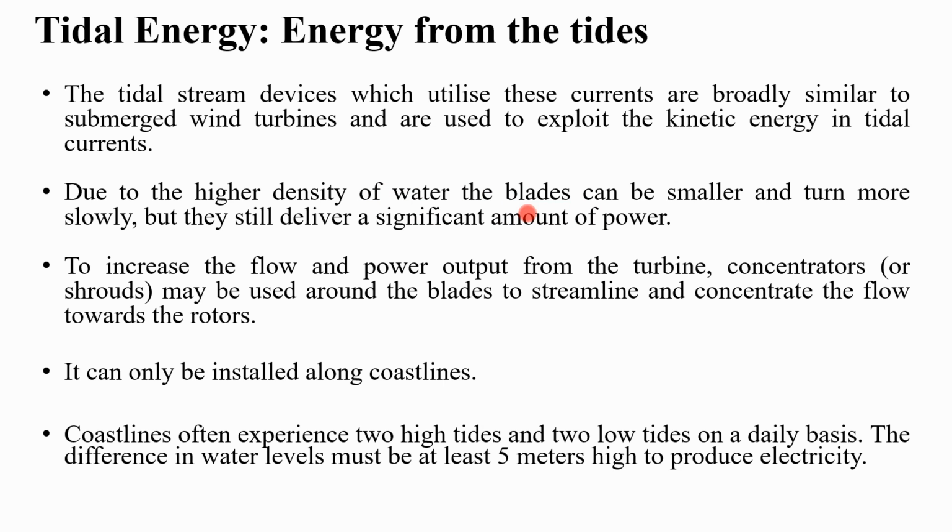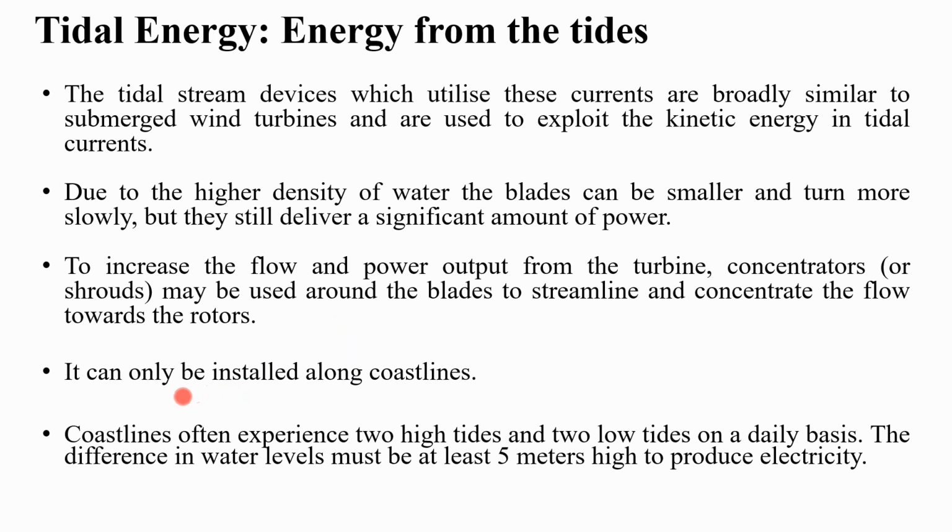So tidal energy systems generate a very low amount of power because there are lots of factors involved: capital costs, maintenance costs. So we do not invest a large amount of money to generate a huge amount of power from these systems. To increase the flow and power output from the turbine, concentrators or chutes may be used around the blades to streamline the concentrated flow towards the rotor. That is, the blade construction changes so that we will be able to increase the flow of water.